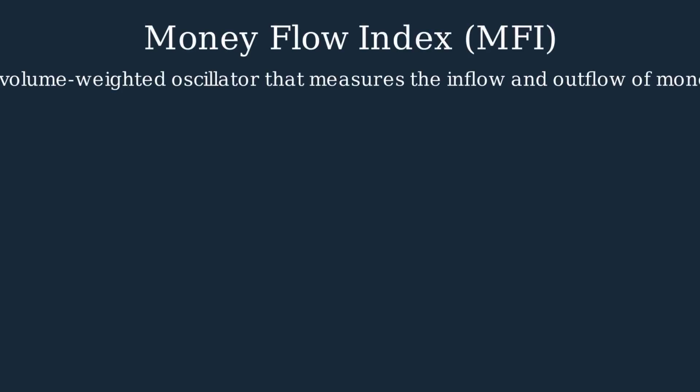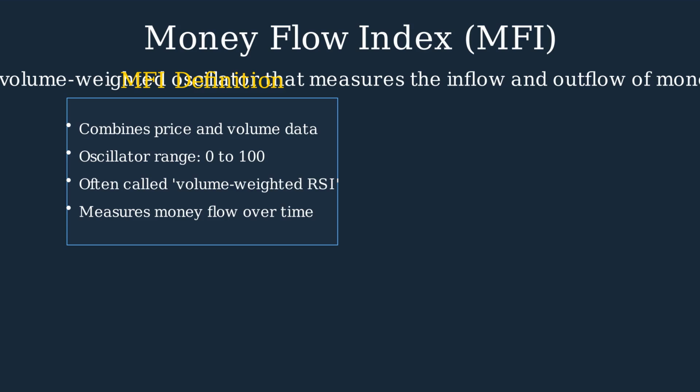The Money Flow Index, or MFI, is a powerful oscillator that combines both price and volume data to measure buying and selling pressure in the market. Often referred to as the volume-weighted RSI, the MFI creates an oscillator that ranges from 0 to 100, giving traders insight into the flow of money into and out of a security over a specified time period.